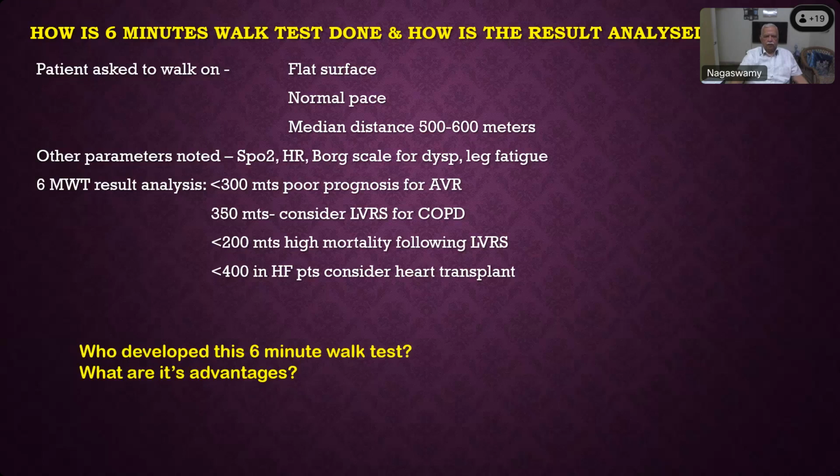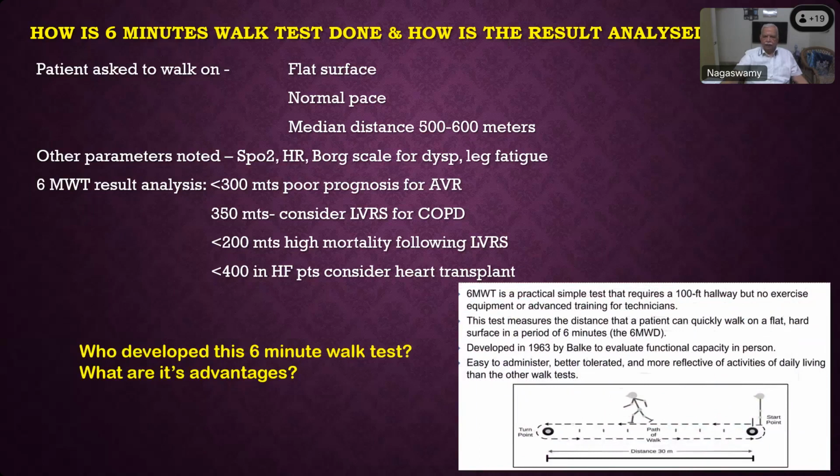Who developed this 6-minute walk test and what are its advantages? The 6-minute walk test is a practical, simple test, requires a 100 feet hallway but no exercise equipment or advanced training. This test measures the distance the patient can quickly walk on a flat, hard surface in a period of 6 minutes. It was developed in 1963 by Balke to evaluate functional capacity in a person. It is easy to administer, better tolerated, and more reflective of activities of daily living than other walk tests.